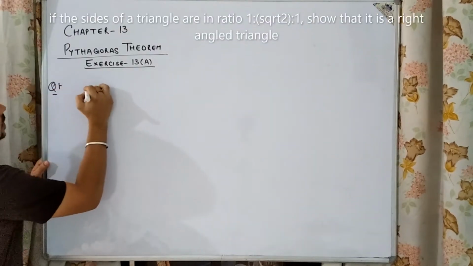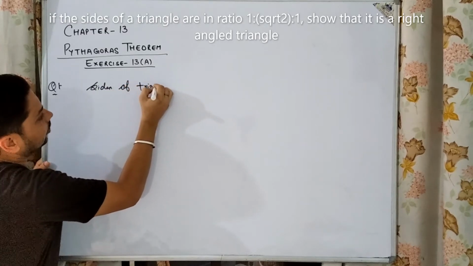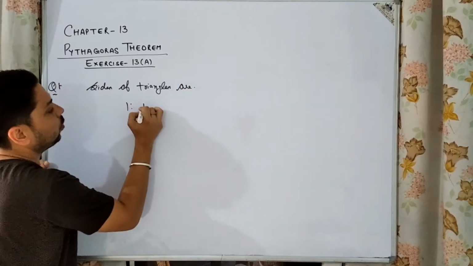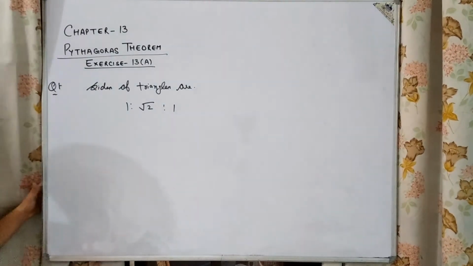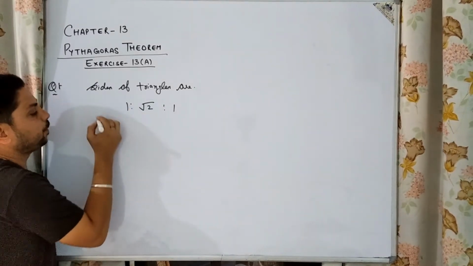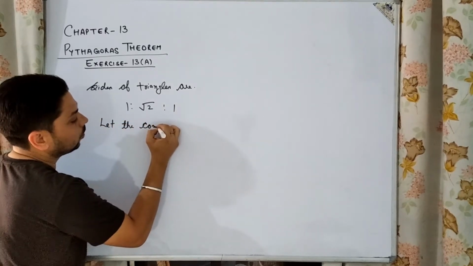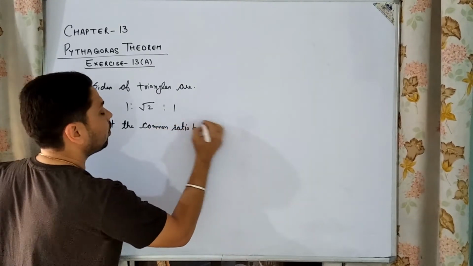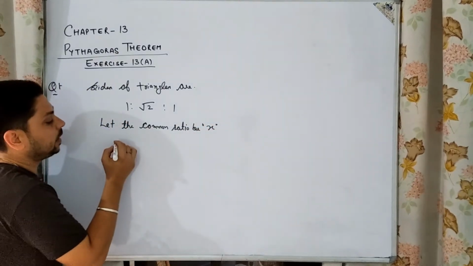Sides of triangle are in ratio 1 ratio under root 2 ratio 1. Okay. These are the sides of the ratio. So, sides of the triangle in ratio form. Then let the common ratio be x here. Okay. So we have three sides of a triangle. Three sides of the triangle.